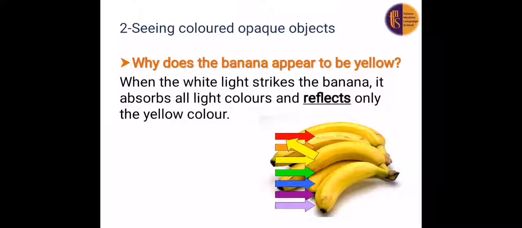So the difference between transparent objects and opaque objects: transparent objects allow their own color to pass through them, or to transmit through them. But the opaque objects reflect their own colors. So the banana absorbs all the light colors and reflects only the yellow color.